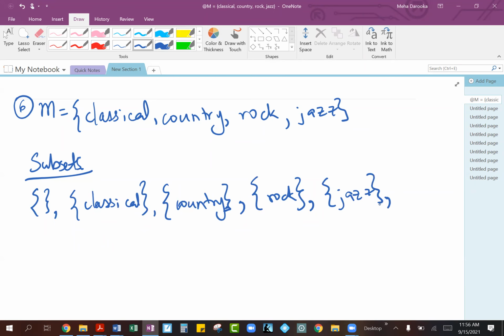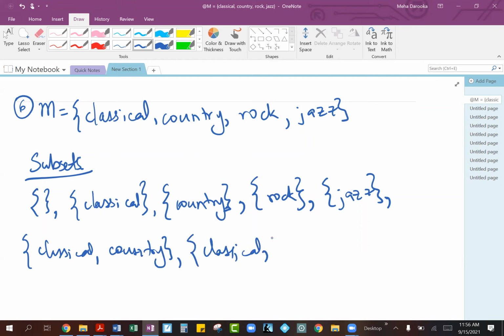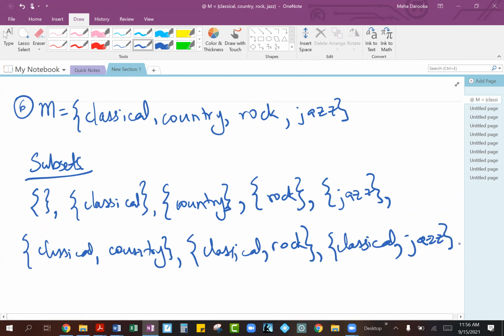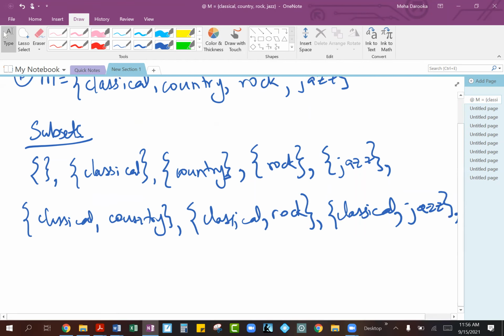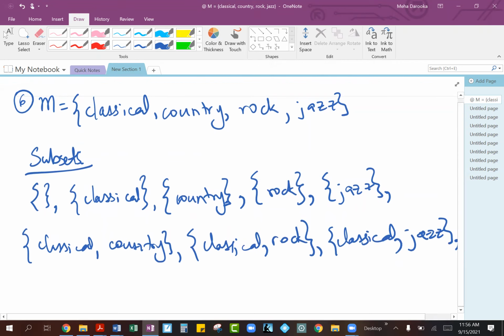But you can also have more than one element, obviously. So you can do a combination of twos. You can do, let's say, classical with country, 2 elements in one set. You can do classical with rock. You can do classical with jazz. And those are also going to be subsets of your original set.